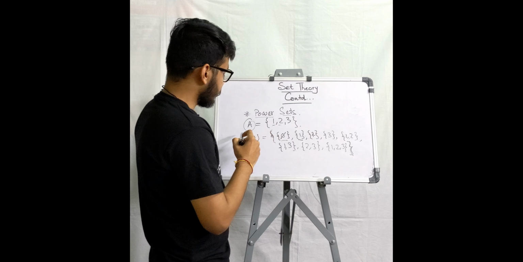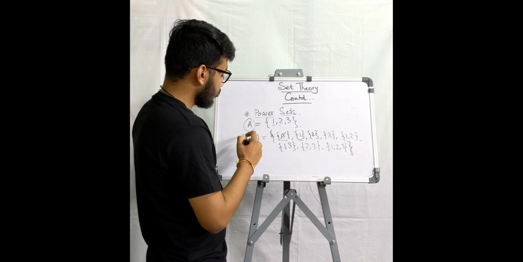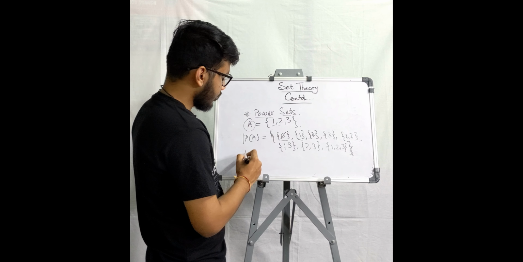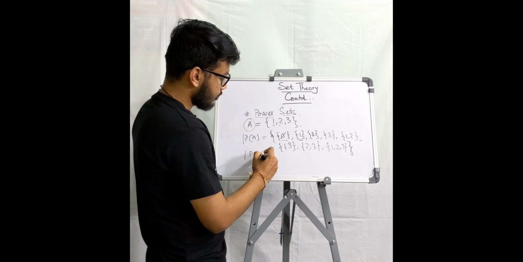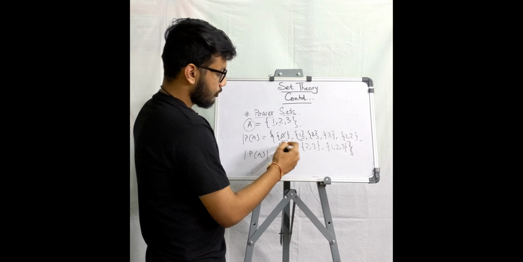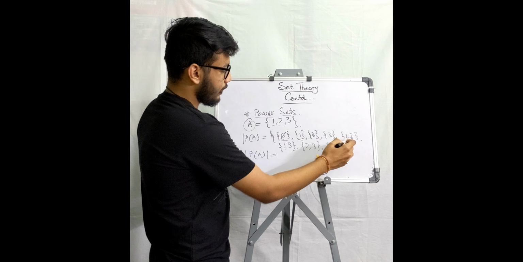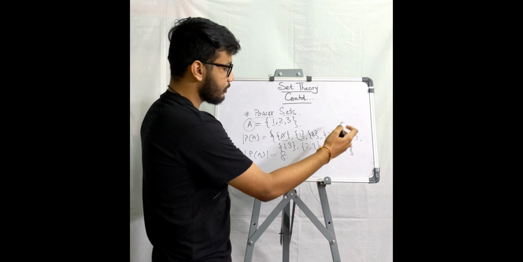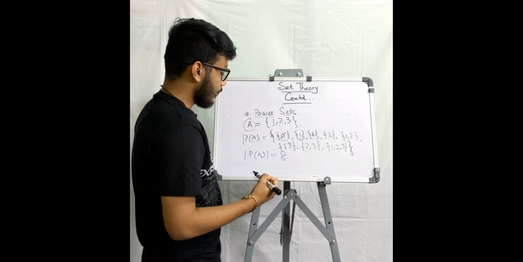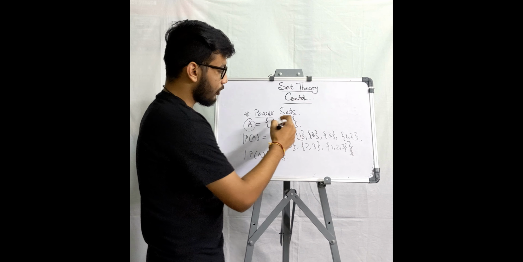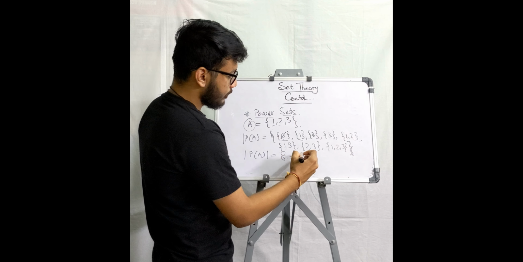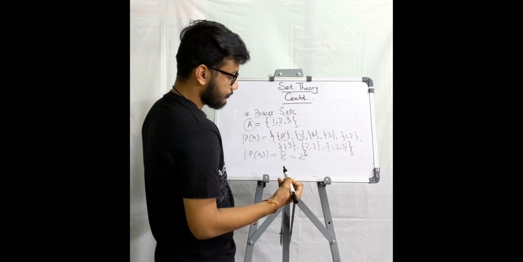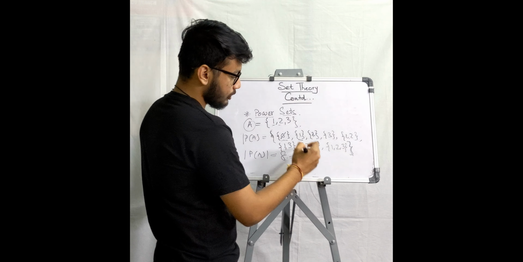Now if I ask you, what is the cardinality of this particular power set, say P of A? You can easily say 1, 2, 3, 4, 5, 6, 7, 8. 8 is nothing but the cardinality, or the number of elements inside this particular set, right? Now what is the generalized formula? So 8 can be written as 2 to the power 3, right? 2 to the power 3 is nothing but 8.